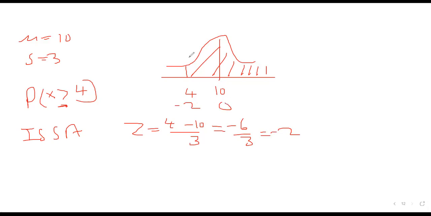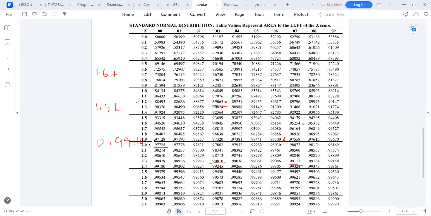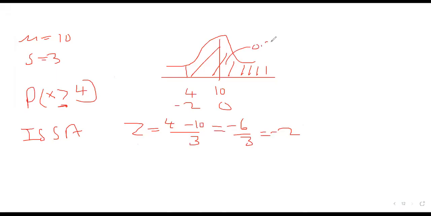Now the shading is big. Whenever the shading is big, what do we do? We read directly or we subtract? Direct. We read directly, correct. So ignore the sign at the moment. So just check on the reading for 2.0. What do we have? 0.97725. So this is 0.97725.